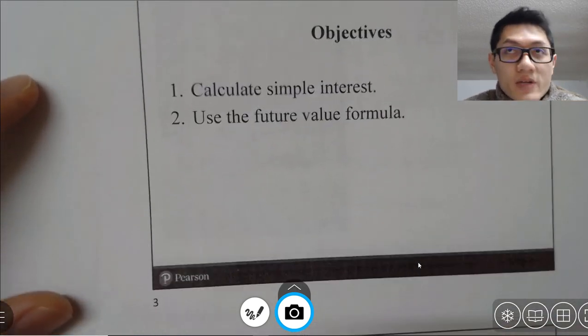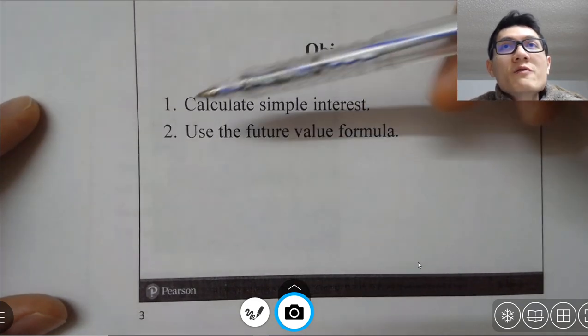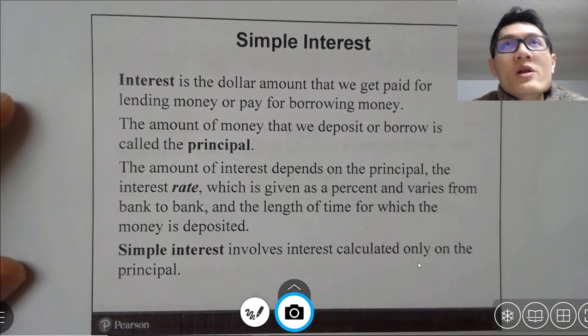So we have only 2 objectives for this section: calculate the simple interest and use the future value formula. Alright, so let's talk about the simple interest.